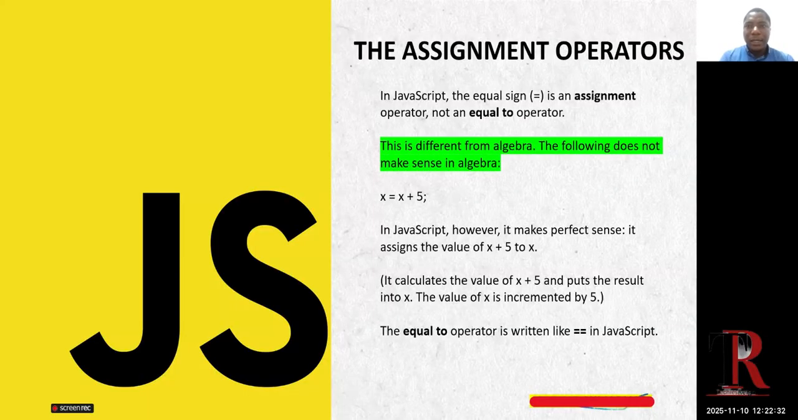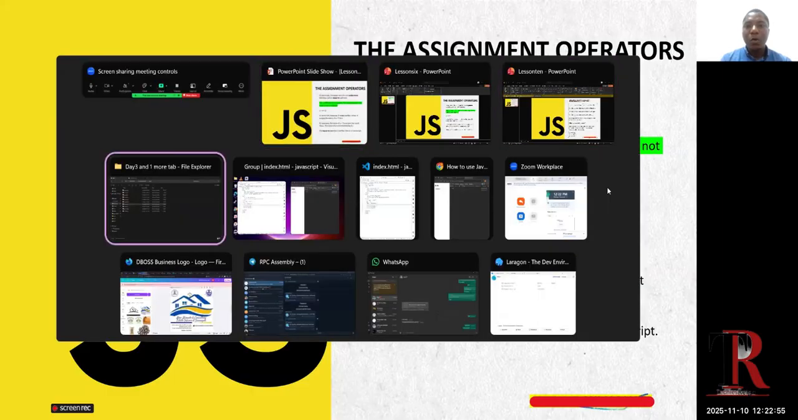Hello and welcome to another lesson, the assignment operators in JavaScript. In JavaScript, the equal sign is an assignment operator, not an equal to operator. And the way JavaScript handles calculation is different from algebra. In algebra, if you look at the expression below, x is equal to x plus 5, it does not make any sense. But let's take a look in JavaScript, whether that code will work.